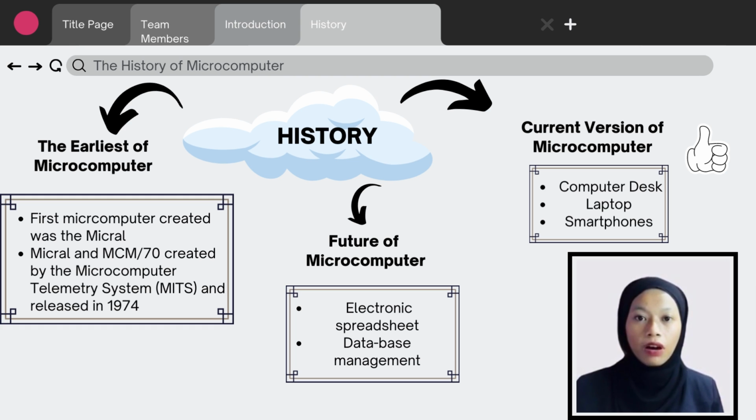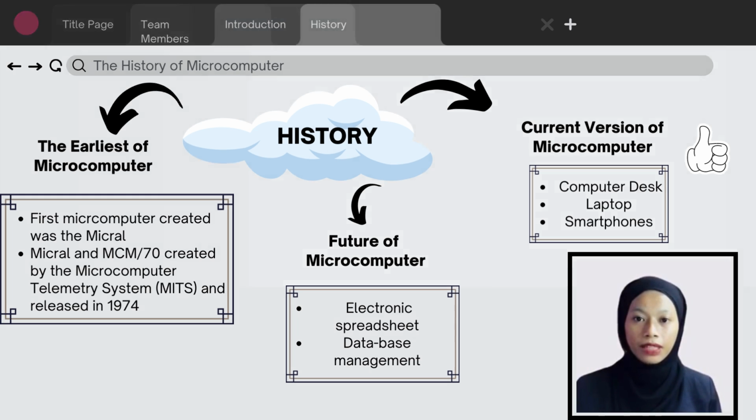Next is the current version of microcomputer, which is the computer desk. Computer desk is within the microcomputer category, and it is also known as stationary PCs, and it is also widely used by everyone nowadays. Next, the microcomputer currently used is the laptops. Laptops are portable microcomputers, and they have similar function to desktop computers for personal purpose or work. Next, the future of microcomputers, which is electronic spreadsheet and database management.